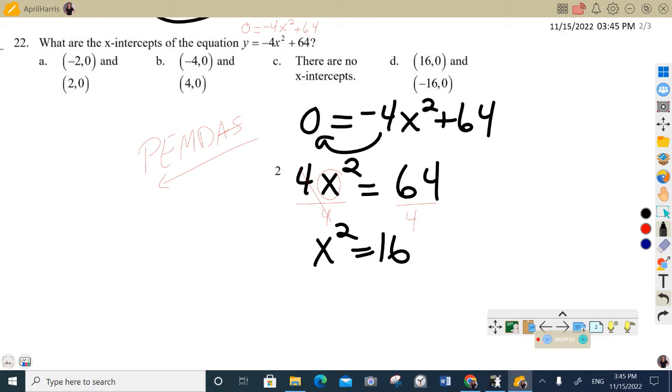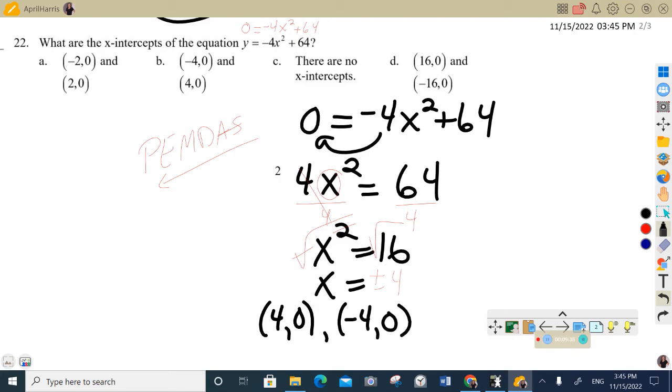And then we get rid of the square by doing the square root. So x equals, the square root and squares cancel, square root of 16 is plus or minus 4. Now you're going to notice the answers are written as actual points. So your x-intercept would be at 4, 0 and at negative 4, 0. That's the two values of x that make y equal 0. Remember, this is x, this is y.